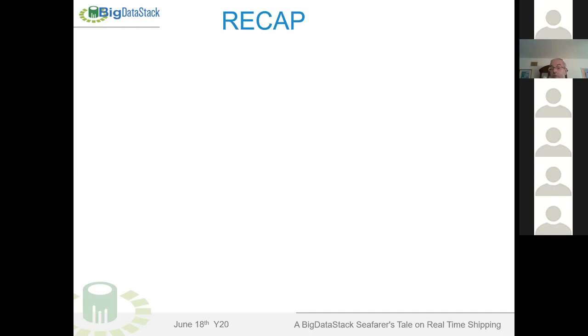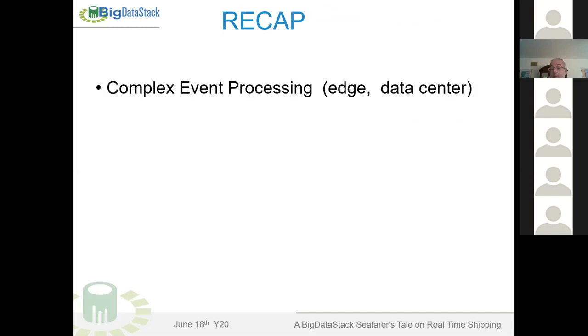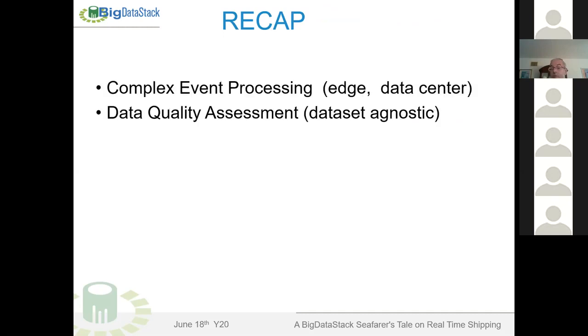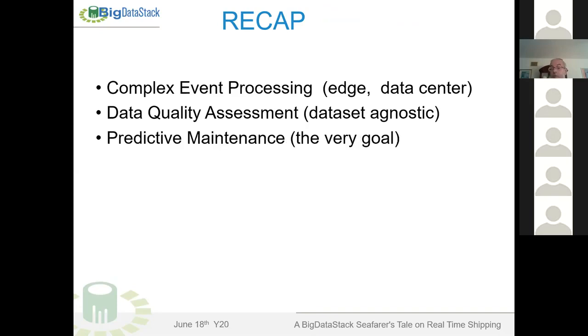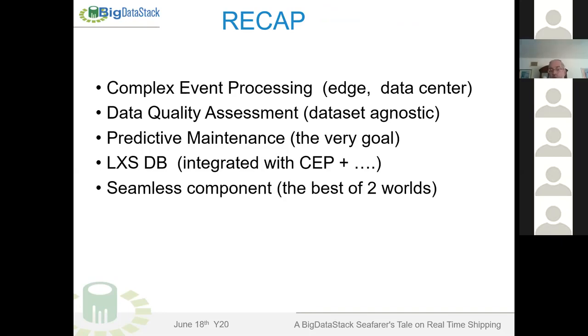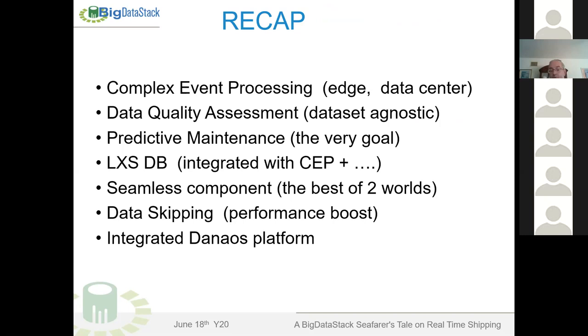Now, for a very quick recap, we have presented complex event processing, data quality assessment, predictive maintenance, the LeanScale database, which is integrated with the CEP, the seamless component, data skipping, and last but not least, the integrated DANAOS platform with all the services of the project.